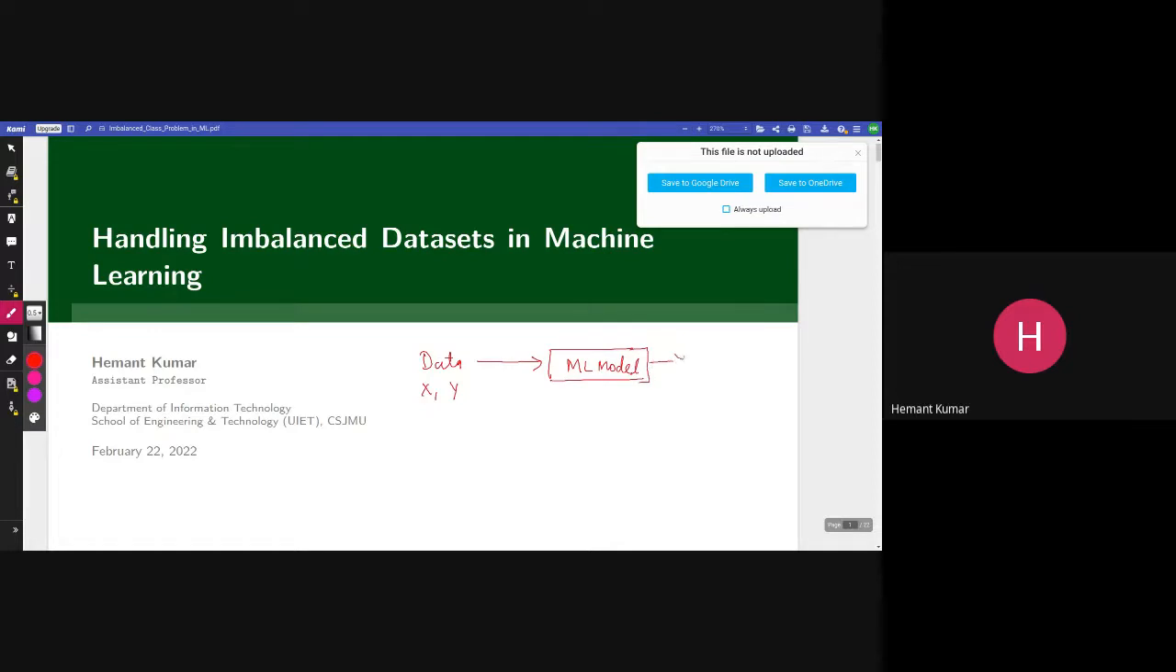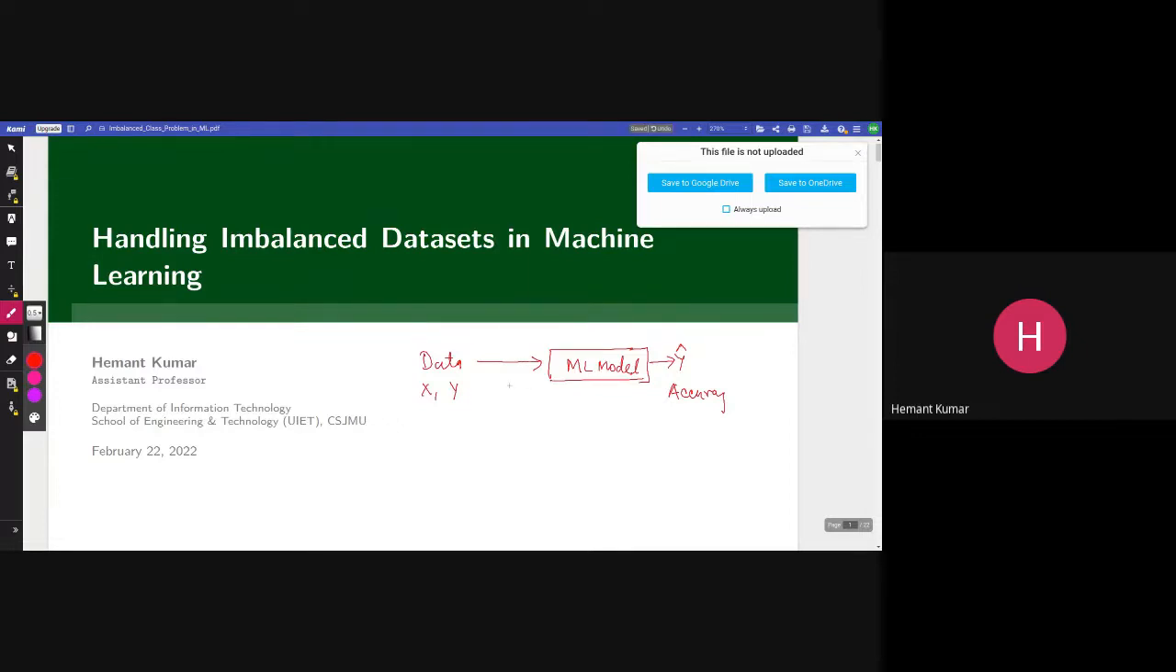And we have to predict the value of Y, or we can say Y hat. Then we check whether this is the correct label or not. In that case, we check the accuracy. So we check accuracy. So this is the traditional machine learning problem.